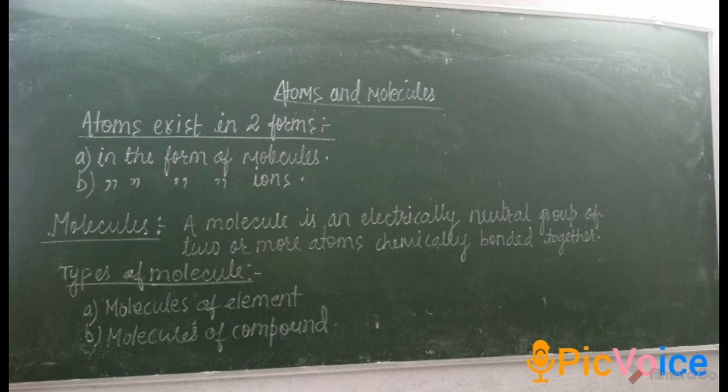Now next is, what are molecules of an element? The molecules of an element contain two or more similar atoms chemically combined together. For example, hydrogen, which is H2, contains two atoms of hydrogen chemically combined together.